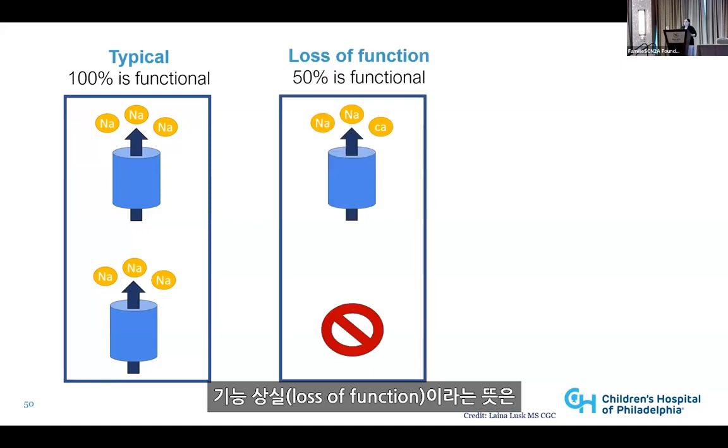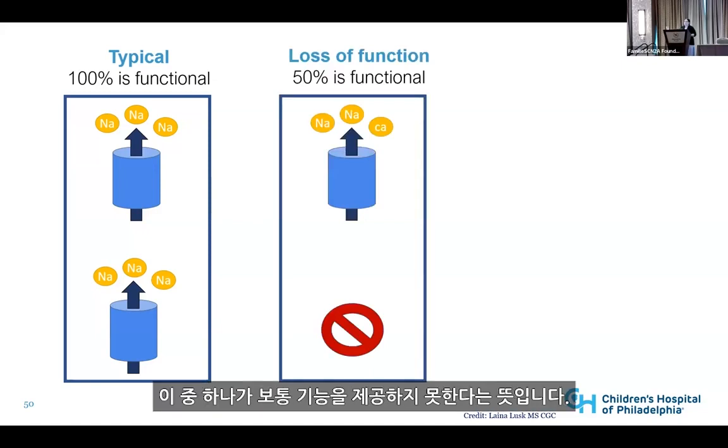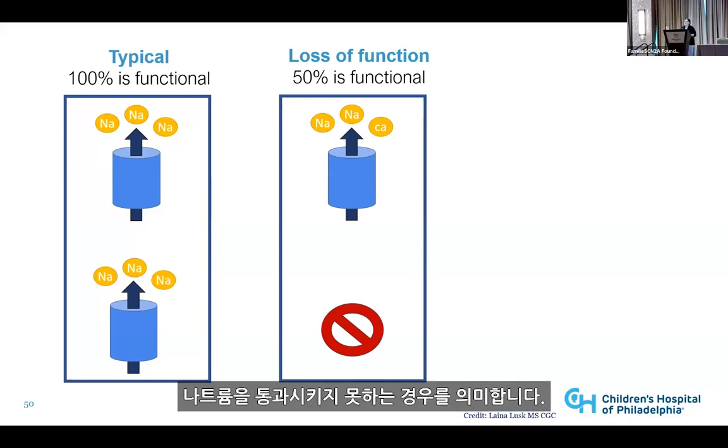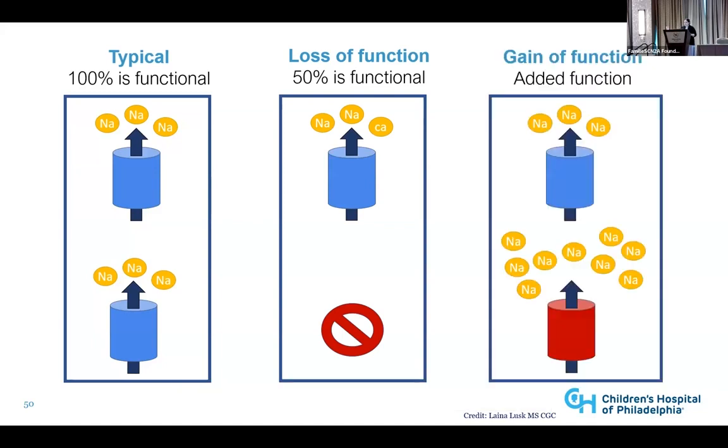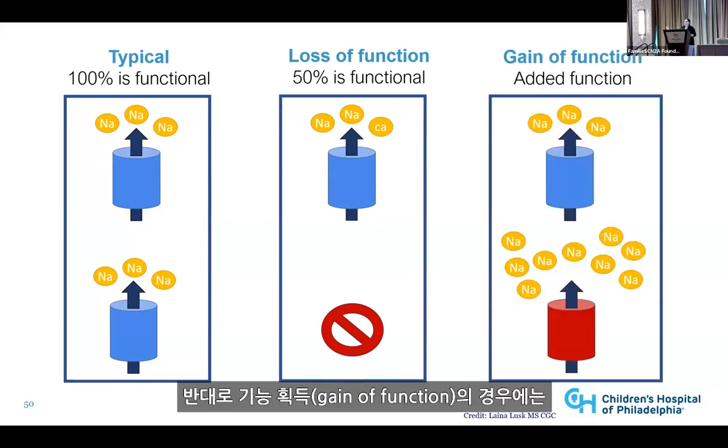So when we say loss of function, what we mean is one of these copies is not able to provide this typical functioning. Either the protein is not made at all, or the protein that is made is not able to allow sodium to pass through. And when we say gain of function, there's really lots of different components that can underlie this. What I have here on the slide is just one example. Let's say there's too much sodium that's allowed to pass through. And this is what's actually underlying the change in brain function.